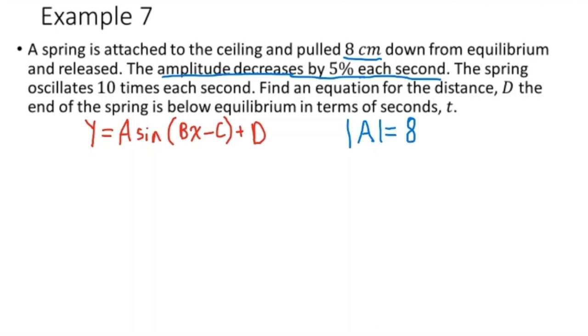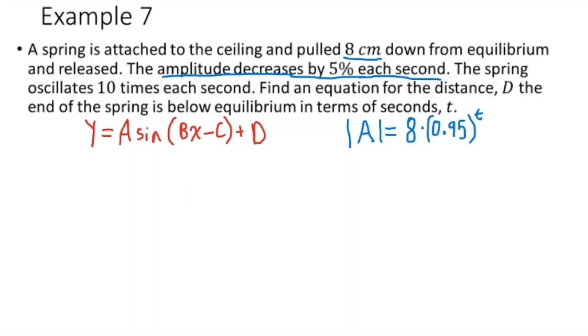Our initial value is 8, and because it's decreasing by 5%, after each second, we would multiply 8 by 0.95, which comes from 1 minus 5%. And we would multiply by 0.95 every second that passes. So if t seconds pass, we would multiply 8 with 0.95 to the t. Now, exponential functions are always positive, but a could be positive or negative.